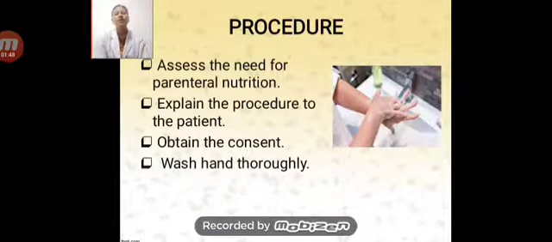So for the procedure, we have to first assess the need for parenteral nutrition by doing the physical examination. We have to also explain the procedure to the patient, and we have to also review the physician order related to the administration of TPN, obtain the patient consent, arrange all the articles required, and wash our hands thoroughly before doing the procedure.